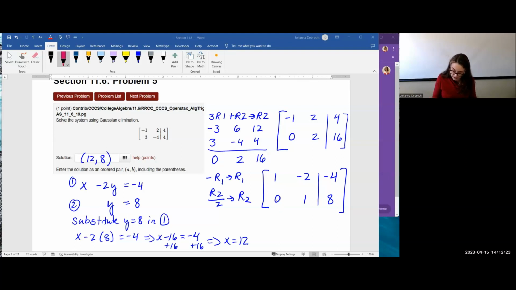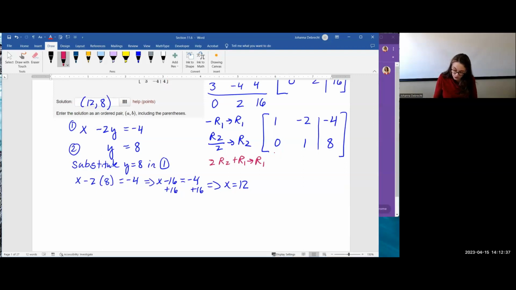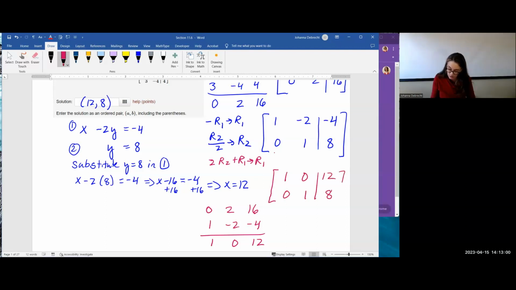So I'm going to take 2, not -2, but 2 times row 2 plus row 1 back into row 1. So I need to scroll down so I have some space. 2 times row 2, well, 2 times 0 is still 0. 2 times 1 is 2. 2 times 8 is 16. And then row 1 is 1, -2, -4. And when I add these together, I get 1, 0, 12. So my new row 1 is 1, 0, 12. And row 2 did not change, long vertical bar.